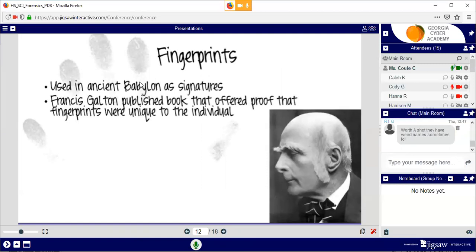Okay, fingerprints were used way back in the day as signatures, we talked about, and Francis Galton published that book that offered proof that fingerprints were unique to the individual. So this right here is why he is considered the father of fingerprinting.